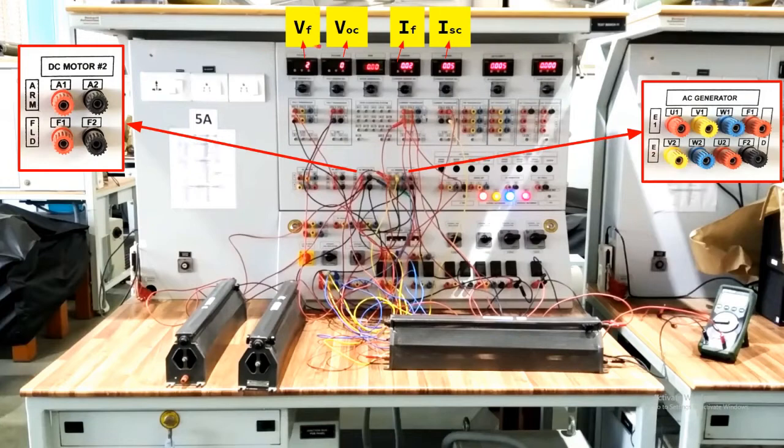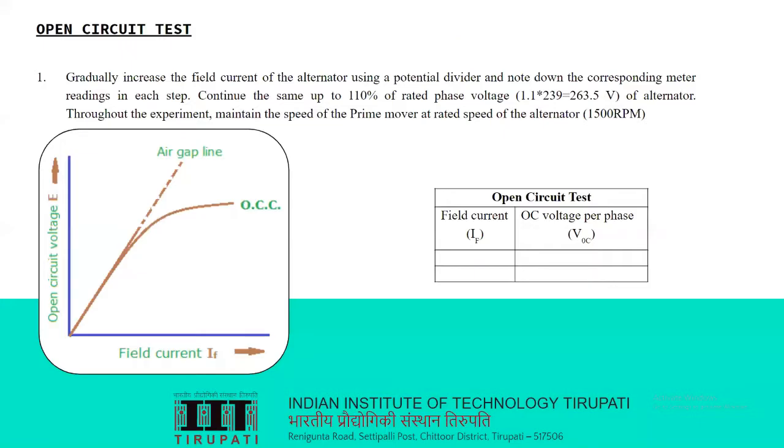Alternator field voltage, alternator open circuit voltage, alternator field current and alternator short circuit current are measured by the respective meters. Gradually increase the field current of the alternator using the potential divider and note down the corresponding meter readings in each step. Continue the same up to 110% of rated phase voltage, which is nearly equal to 263.5 volts of the alternator. Throughout the experiment, maintain the speed of the prime mover at rated speed, which is 1500 rpm.